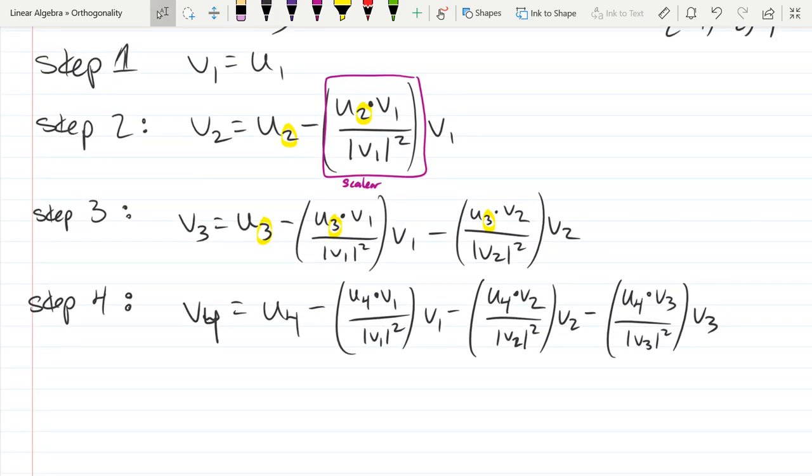So this is where I'm going to write dot, dot, dot, step N. And what step N will give us is Vn. I don't know how many things are in there, so I'm just going to write dot, dot, dot, meaning continue that pattern. So are there any questions on how this pattern works?